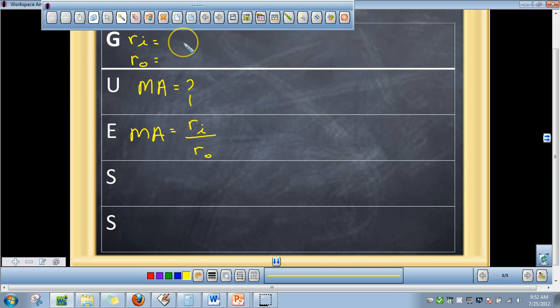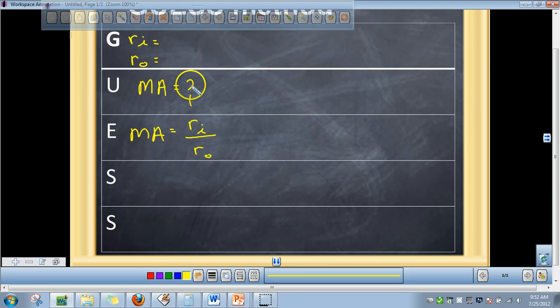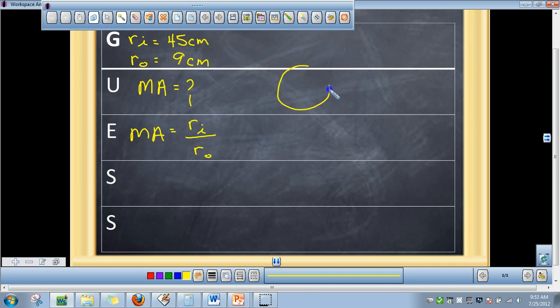You are the input. That means the information for the input is coming from whatever you would be doing to the machine. The input is the same as the wheel. And the wheel, we said, was 45 centimeters. The machine does the output. Therefore, the output is the same as the axle. The axle, we were told, was 9 centimeters. Remember, when we're talking about radius, we mean the distance from the middle of the circle to the outside edge. That is the radius for any circle.